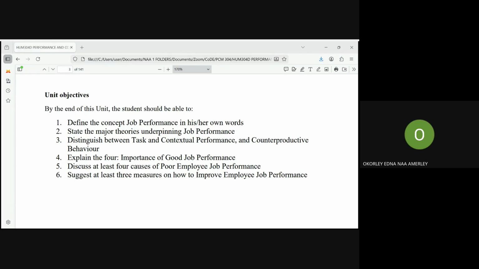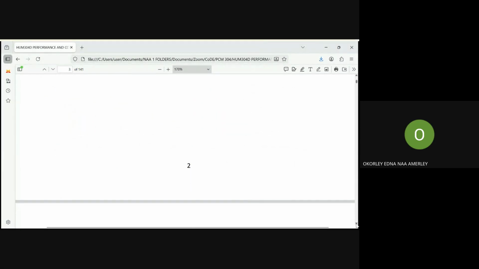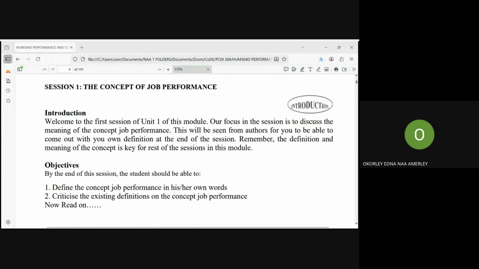Okay, so let us now continue. We are now zooming in on the first session, which is the concept of job performance.